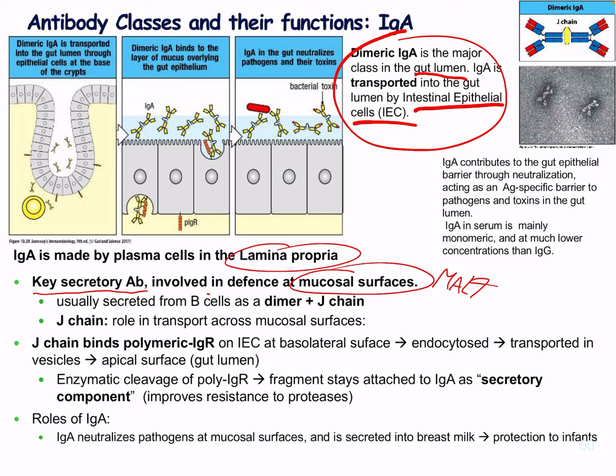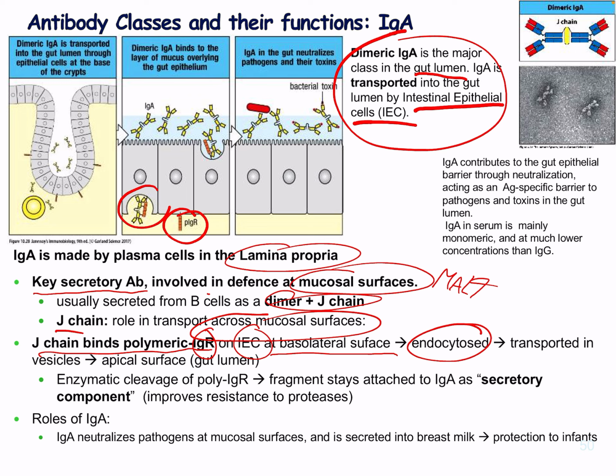It's usually secreted from B cells as a dimer plus J chain. The J chain has a role in transport across the mucosal surfaces. So this J chain binds to the polymeric IgR, the polymeric immunoglobulin receptor, on the intestinal epithelial cells at the basolateral surface. This is endocytosed, and transported in vesicles to the apical surface of the gut lumen, which you can see up here.